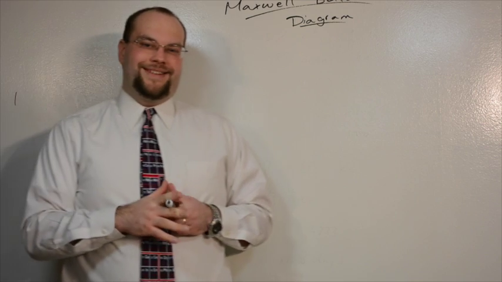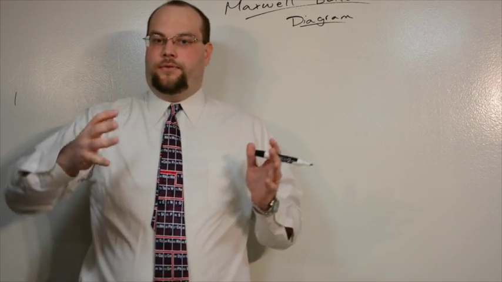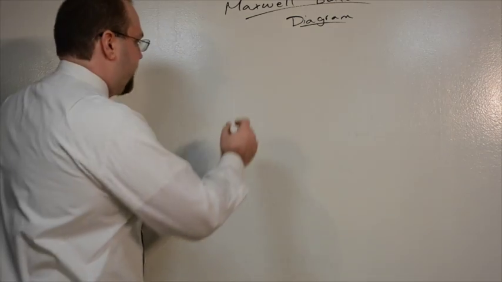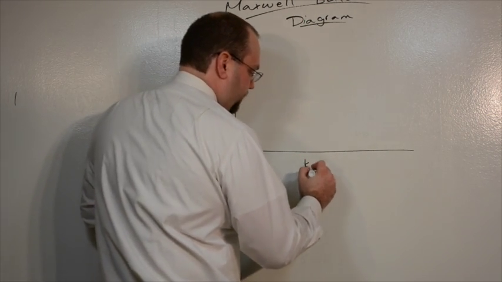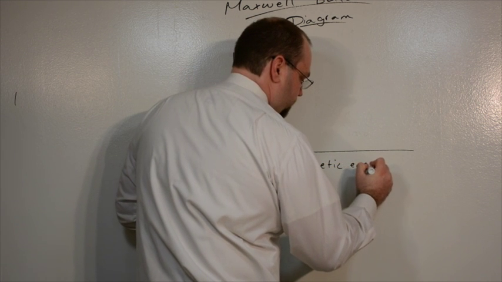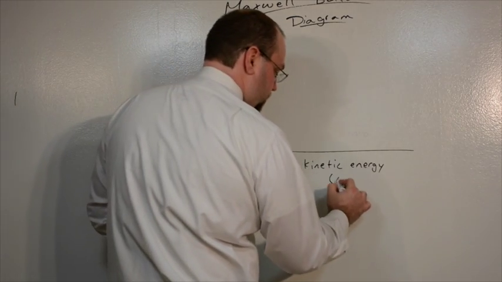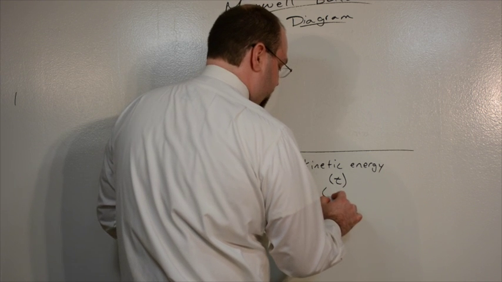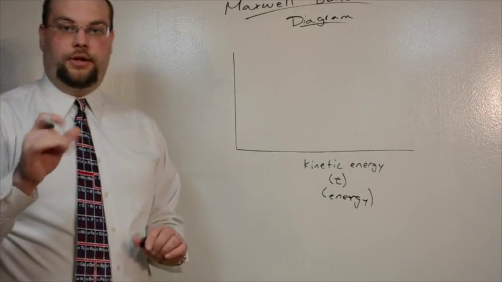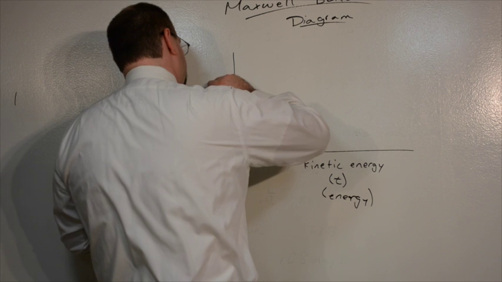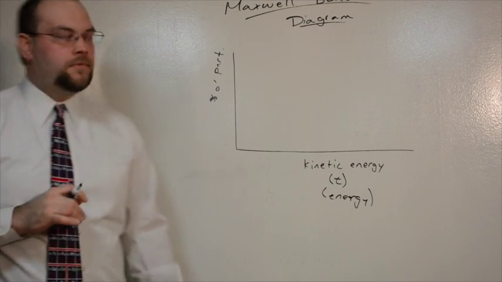A Maxwell Boltzmann diagram pretty much maps out the speed of a given number of particles. So let's say I have this right here. I'll put kinetic energy down here. When we think of kinetic energy, let's just think of perhaps temperature, or perhaps just the energy content, because that's going to become really important in a little bit. And then I just have here percentage of particles. Okay, so I have a Maxwell Boltzmann diagram.